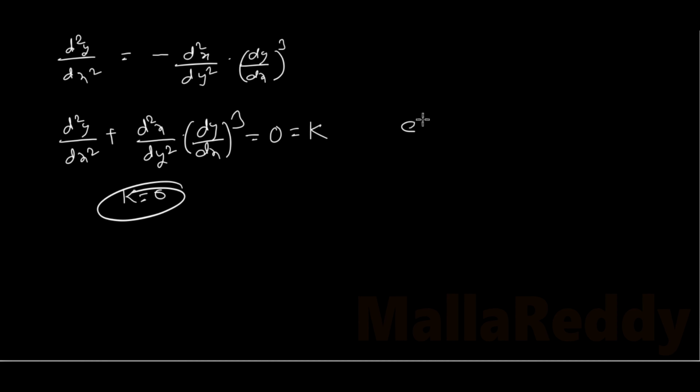Substituting in e to the power of k into f of x minus k into f of x, that is k is equal to 0, e to the power of 0 into f of x minus 0 into f of x, 0 into f of x is 0, that is equal to e power 0, that is 1.